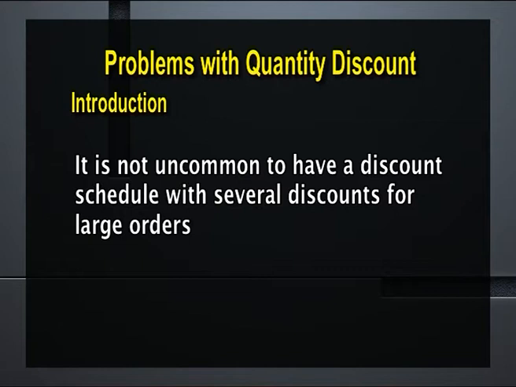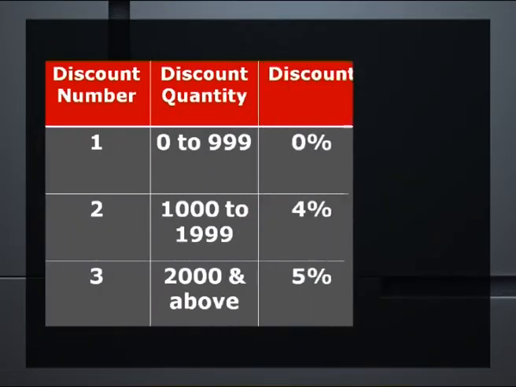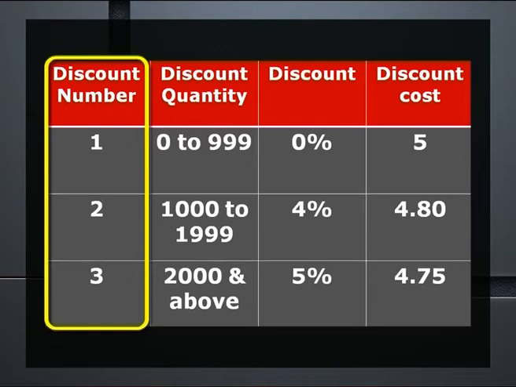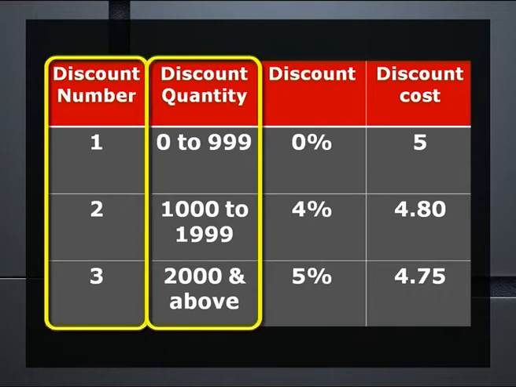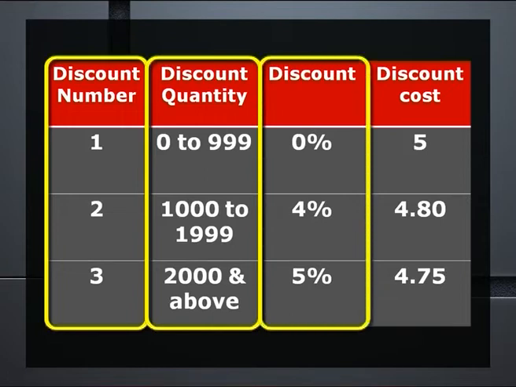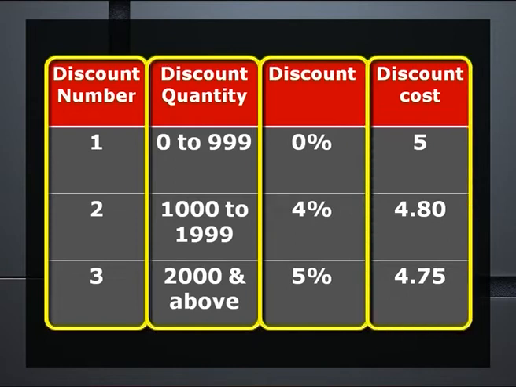A typical quantity discount schedule is shown in the table. In column 1, we have shown the discount number 1, 2 and 3. Column 2 shows the discount quantity 0 to 999, 1000 to 1999 and 2000 and above. Column 3 shows discount 0%, 4% and 5%. And in the last column, we have shown the discount cost as Rs 5, Rs 4.80 and Rs 4.75 per unit.